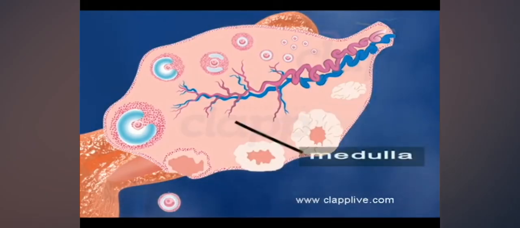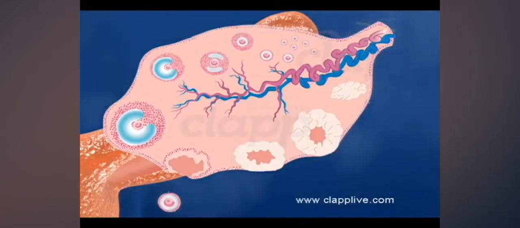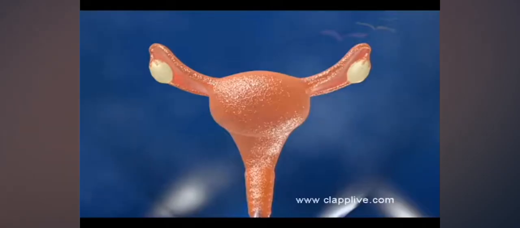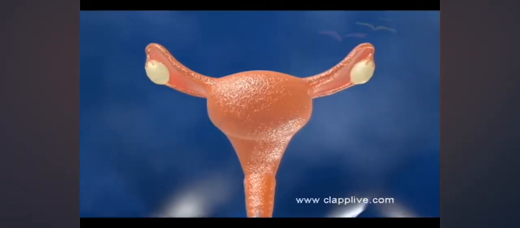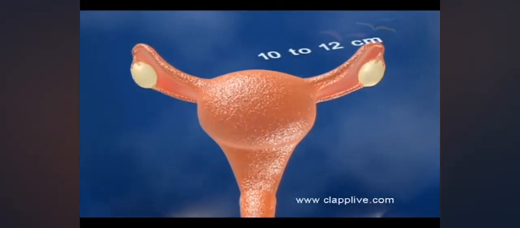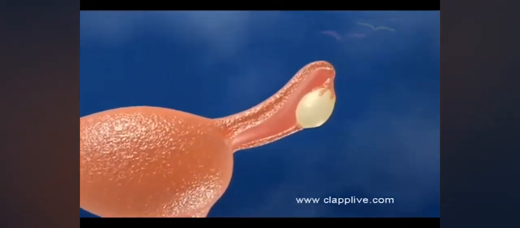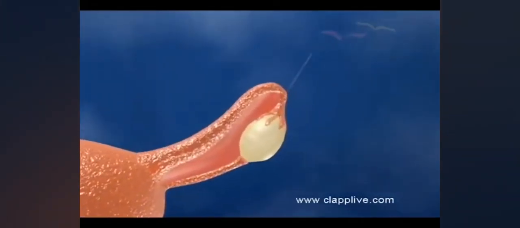The ovarian cortex contains some rounded bodies named follicles at various stages of development. Each follicle contains an ovum. Fallopian tubes or oviducts are narrow tubes about 10 to 12 cm long, connecting the ovary to the uterus. Each oviduct is differentiated into 3 parts: infundibulum, ampulla, and isthmus.